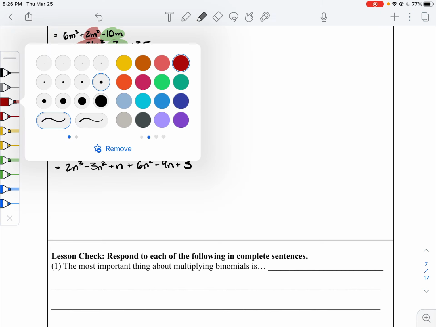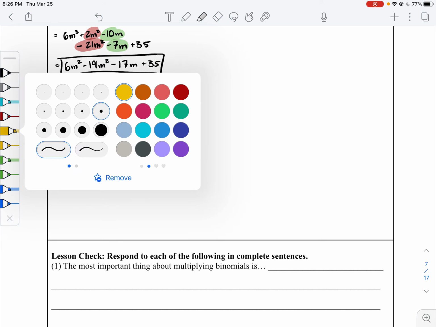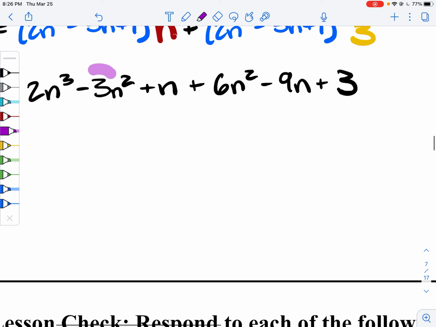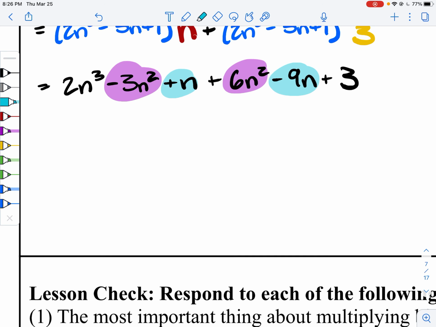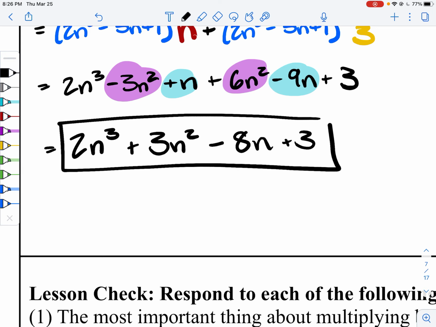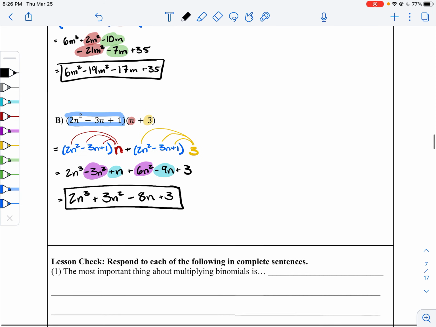Now forget all of these color coding schemes because we need to find like terms. So we've got like terms with our n squareds. And we've got like terms with our n's. So we need to combine those. We have 2n cubed. And then negative 3n squared plus 6n squared is a positive 3n squared. 1n minus 9n is a negative 8n plus 3. That's a Star Wars thing.